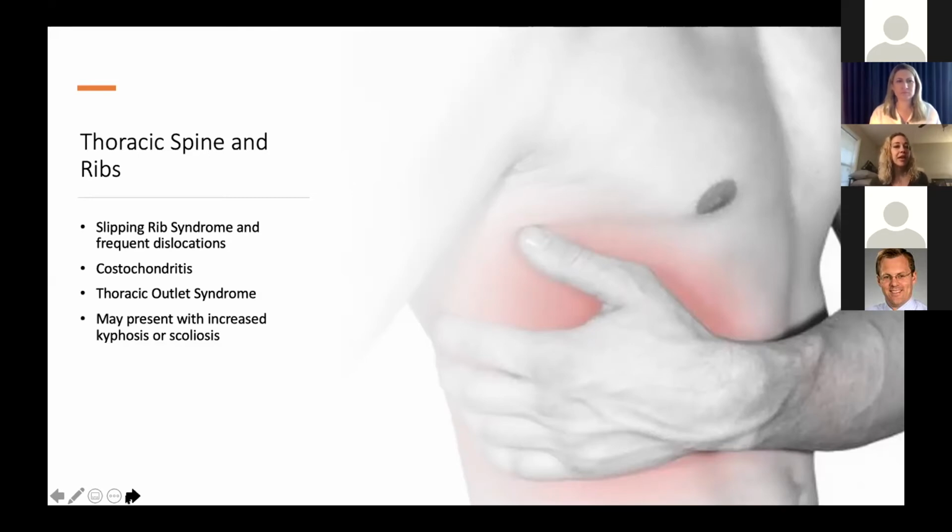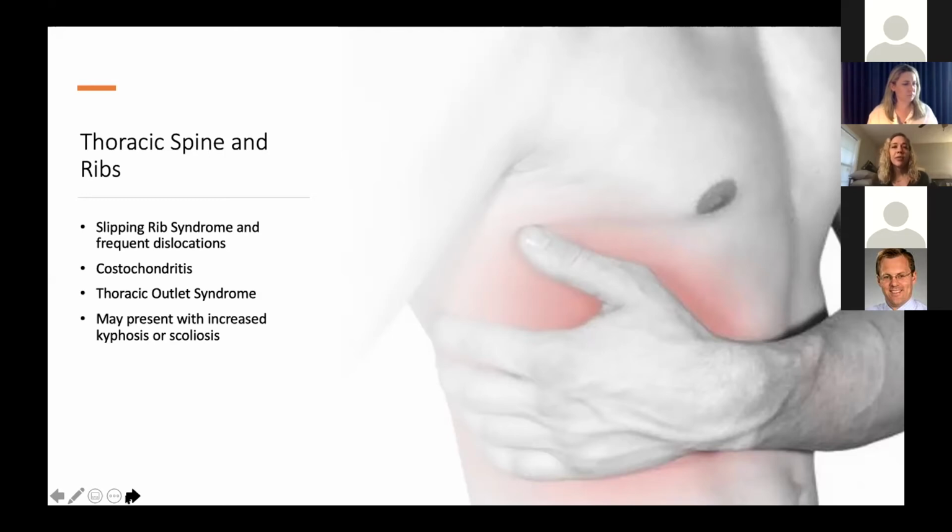We can see thoracic outlet syndromes, and oftentimes these dancers will present with a slight increase in kyphosis, again, because those muscles are working really hard to hold them up into a really good upright posture. These dancers can also have scoliosis, just like anyone in the normal population, but oftentimes we'll see that scoliosis increase with fatigue. It'll present more into that functional scoliosis as those muscles get tired from trying to support the joints.